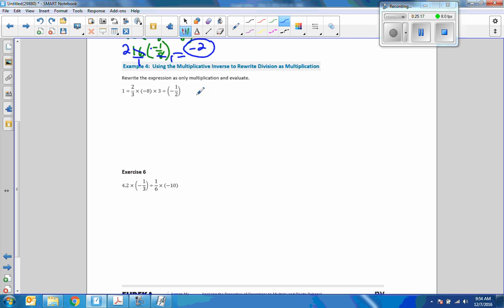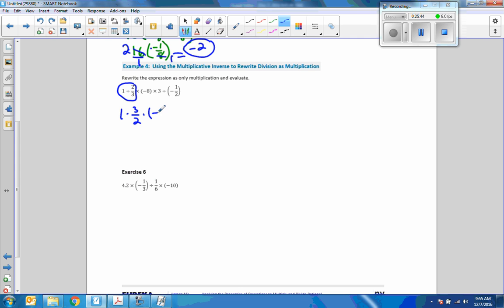Example 4. Rewrite the expression as only multiplication and evaluate. We don't want division. Okay, so remember that when we're divided by a fraction, we use the multiplicative inverse property, or flip it and switch it. So this would be 1 times 3 over 2. And I'm going to switch x's to dots. I don't like x's in math.